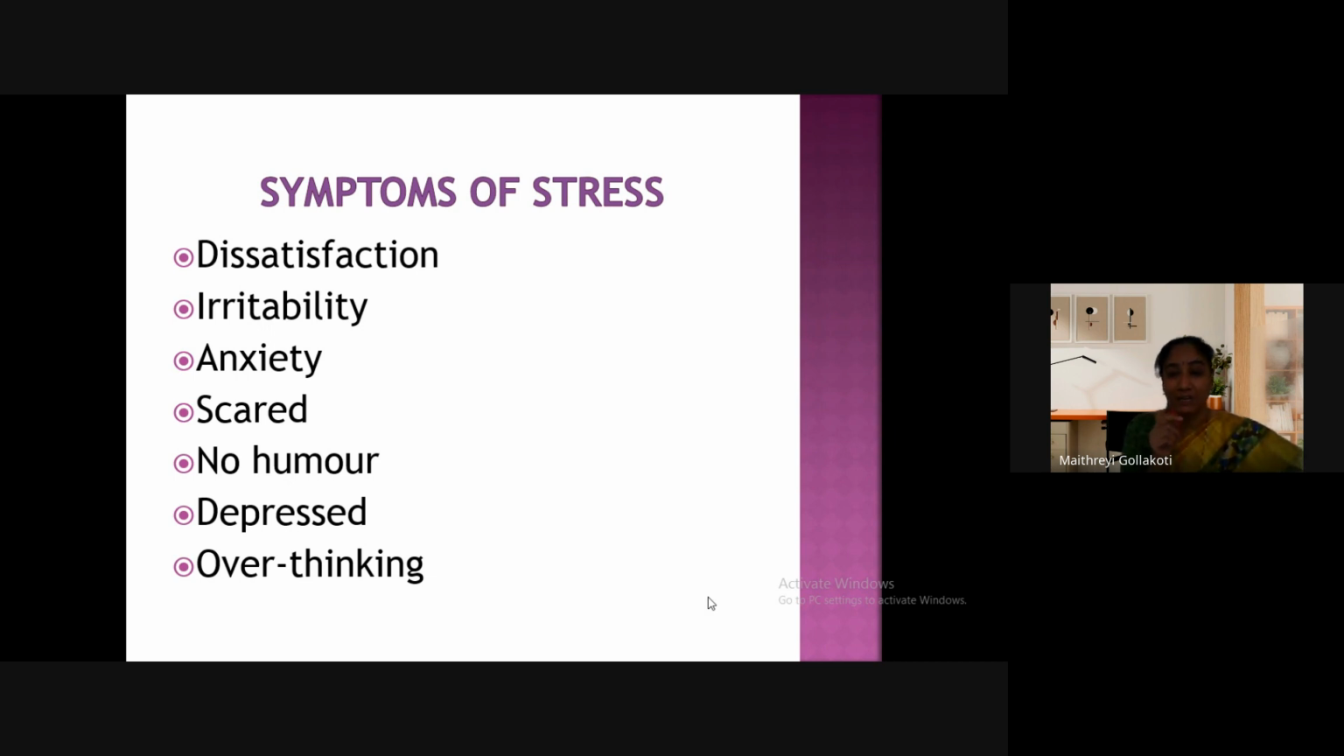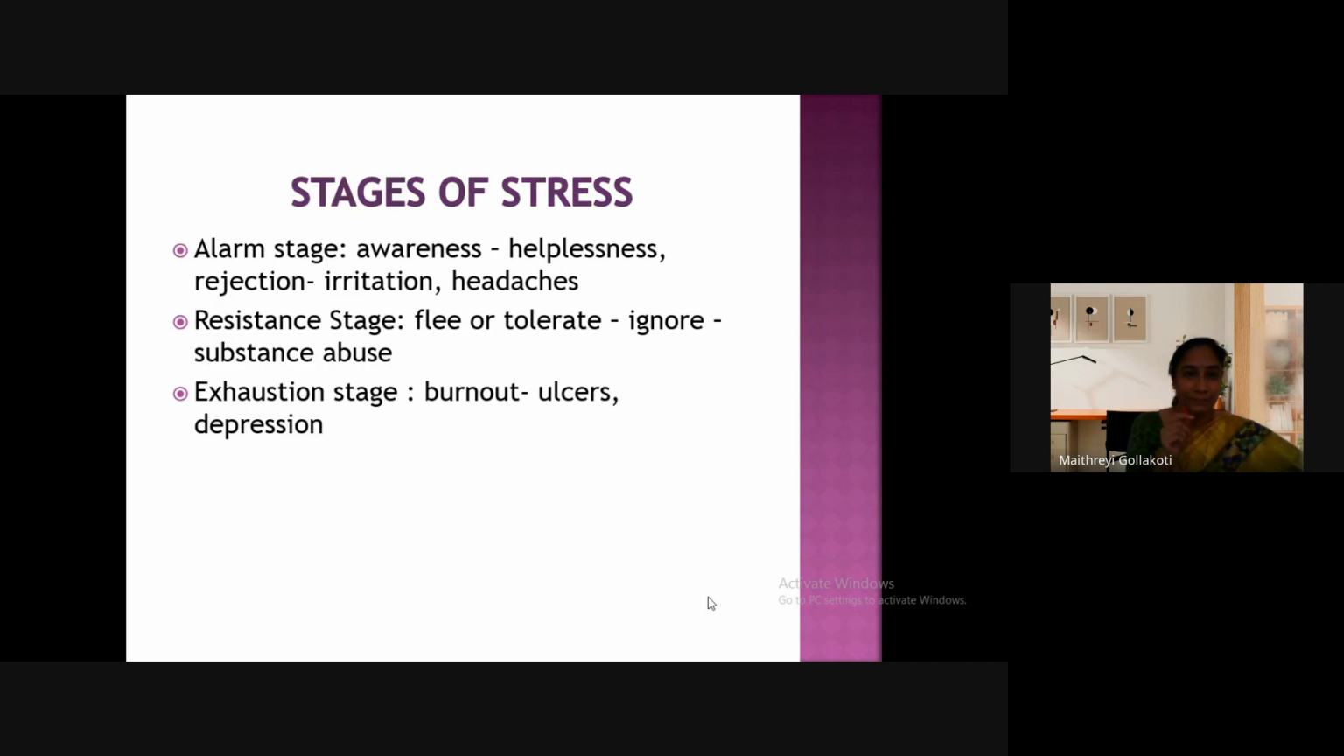And next, overthinking. Overthinking is something which happens even to people who have less stress. Mostly people get stressed because they overthink things. They will think about all permutations, combinations, all possibilities of something. That will make them very stressed. So these are the symptoms of stress. Next, please. What are the stages of stress?